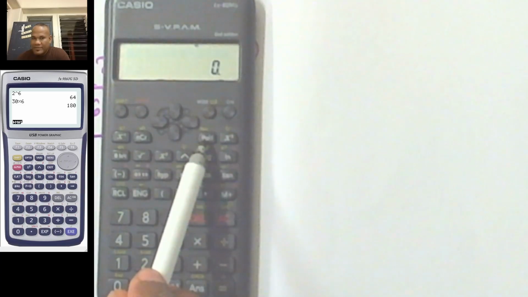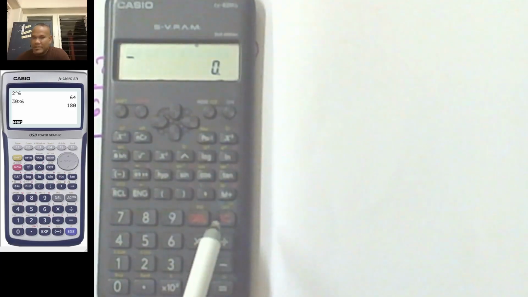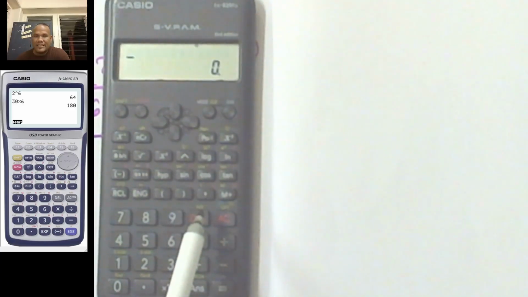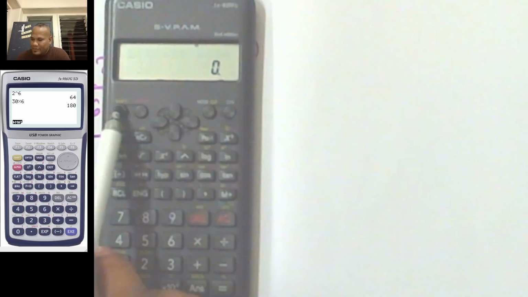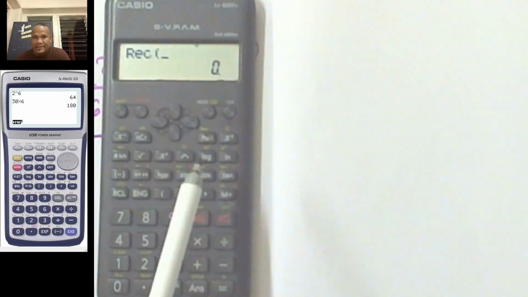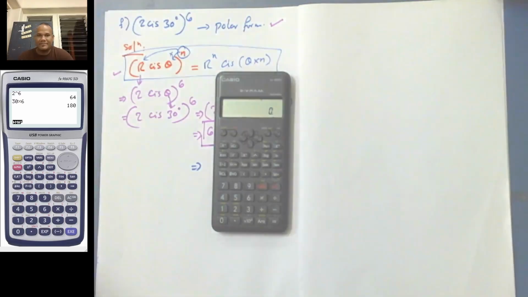So if you want to convert any rectangular into polar, we press Pol. That is in polar form. But if you want to convert a polar form into a rectangular form, then rectangular, it's yellow, we press shift and Pol. It will give you Rec. Rec represents rectangular form. Okay, so let's convert using that principle.